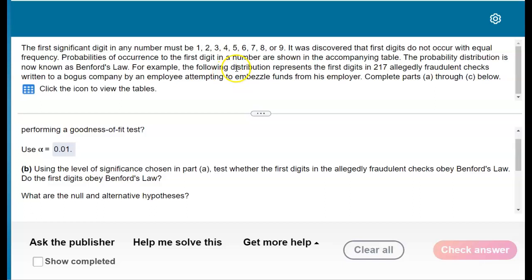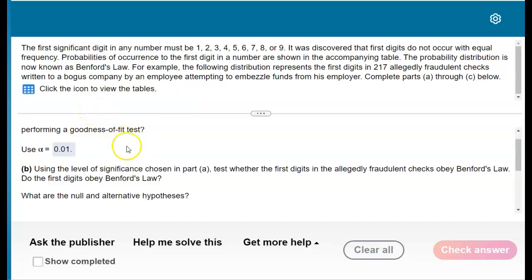Okay, so this problem tells us that the first significant digit in any number must be a number between 1 and 9. And it was discovered that the first digit does not occur with equal frequency, and the probability distribution for how often they do occur is known as Benford's law. So what we have here is some data from some checks, and we're trying to figure out if those checks are fraudulent or not.